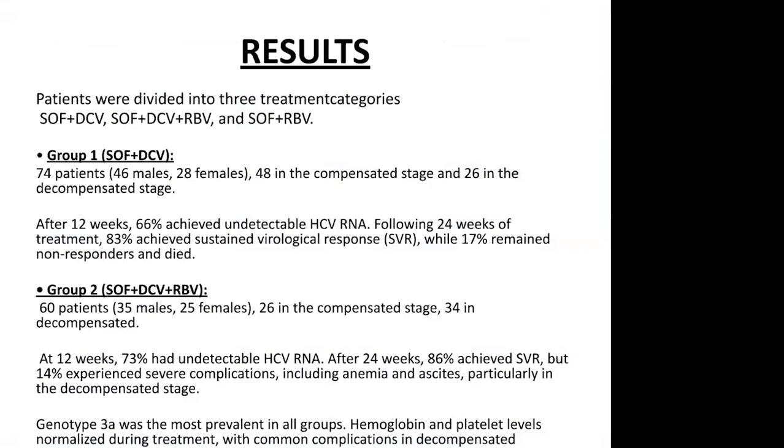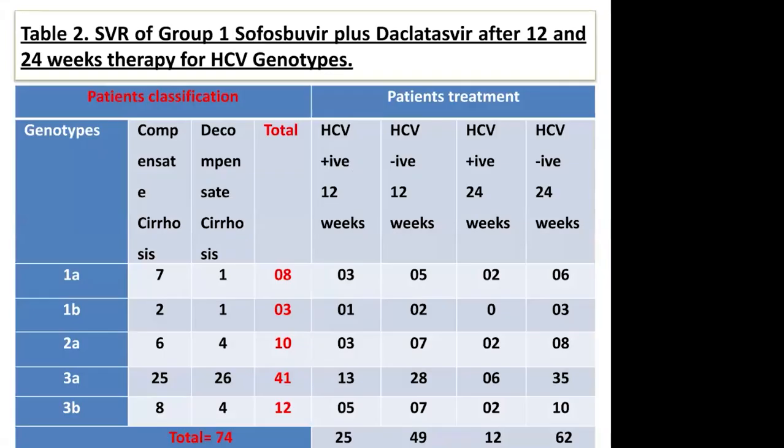Yes, sir. So here are the results for group 1 patients who received the 2 drug combinations. There were a total of 74 patients, out of which at the end of 12 weeks, we had 49 patients as HCV negative, whereas at the end of 24 weeks, we had 62 patients as HCV negative, which was done using real-time PCR and a liver function test.